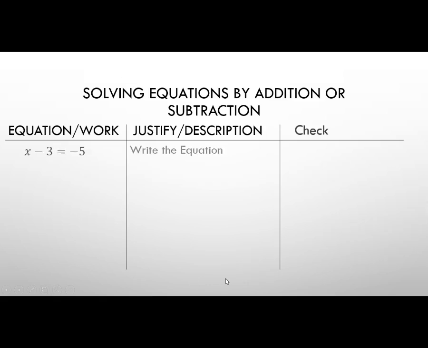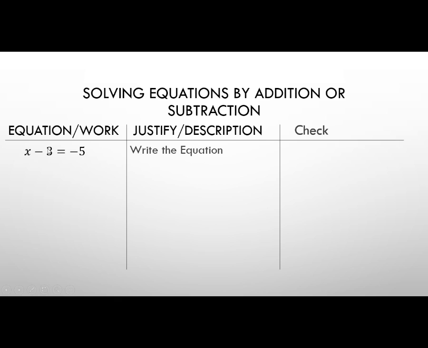So first, we've got this equation right here. X minus 3 is equal to negative 5. In order to figure out what X is, we're going to need to eliminate the minus 3 we have right over here. We want to get just X equals. And that's how we know when we've solved it, when the variable is alone on only one side.